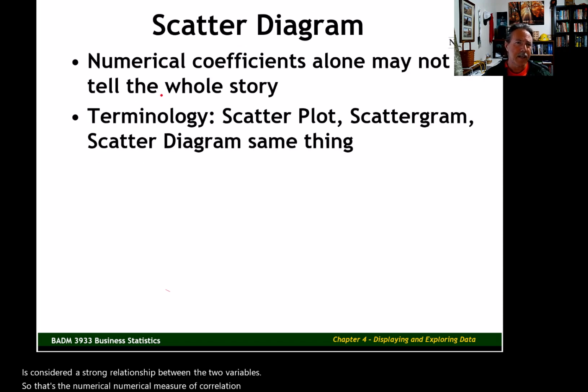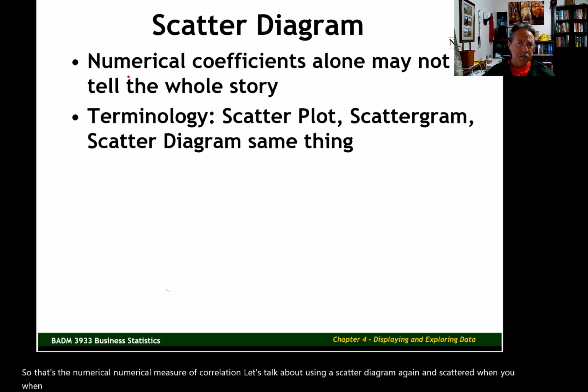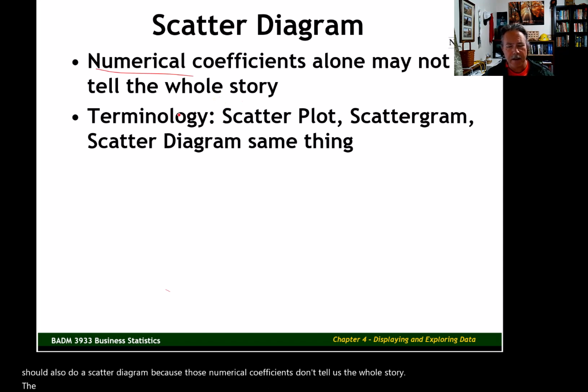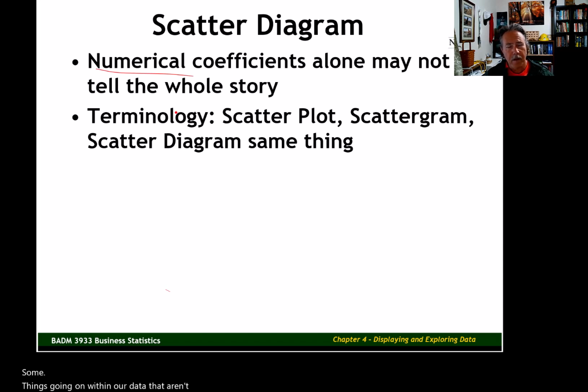Let's talk about using a scatter diagram. When you look at the relationship between two variables measured at the interval and/or ratio levels, you don't just do the correlation. You should also do a scatter diagram, because those numerical coefficients don't tell us the whole story. The scatter diagram can identify some things going on within our data that aren't apparent with the numerical coefficient alone.